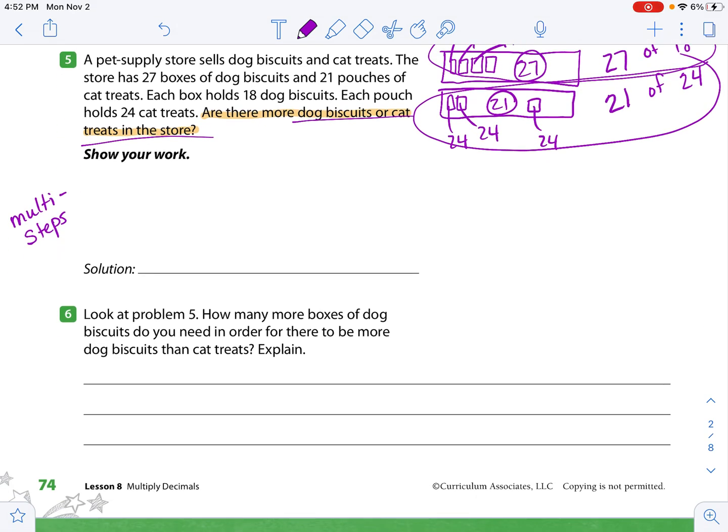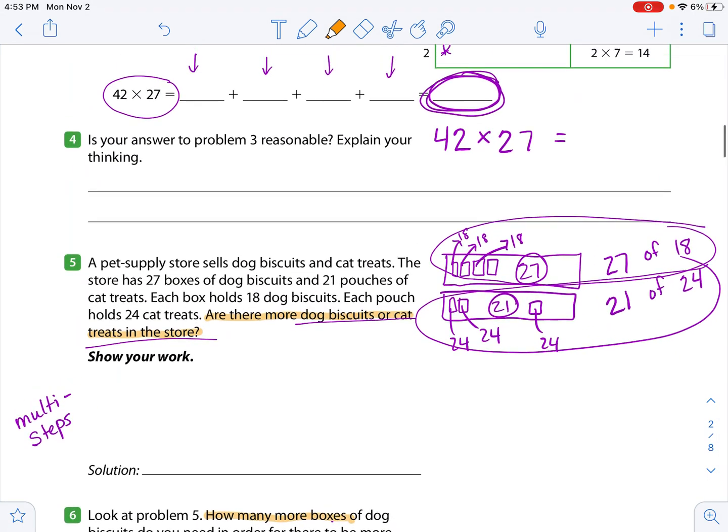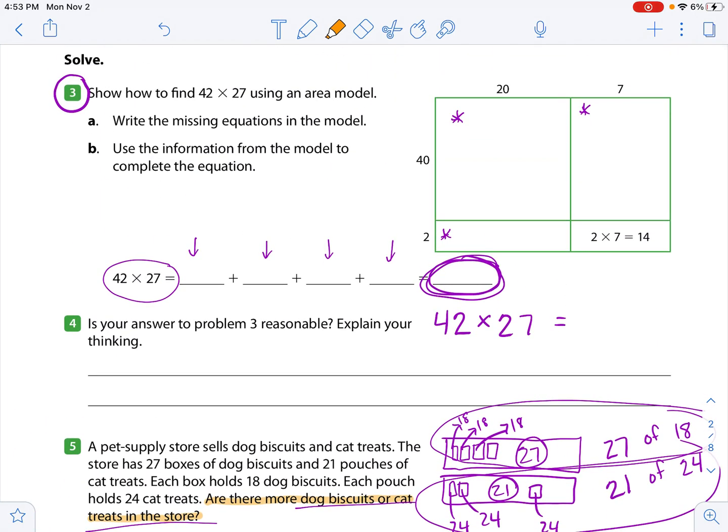Number 6, you're going to look at what you came up with in this problem about cat treats and dog biscuits. How many more boxes of dog biscuits do you need in order for there to be more dog biscuits than cat treats? How many more would you need? Okay, so I'm going to let you solve these problems on your own, and then we can talk about them when you come back to school.